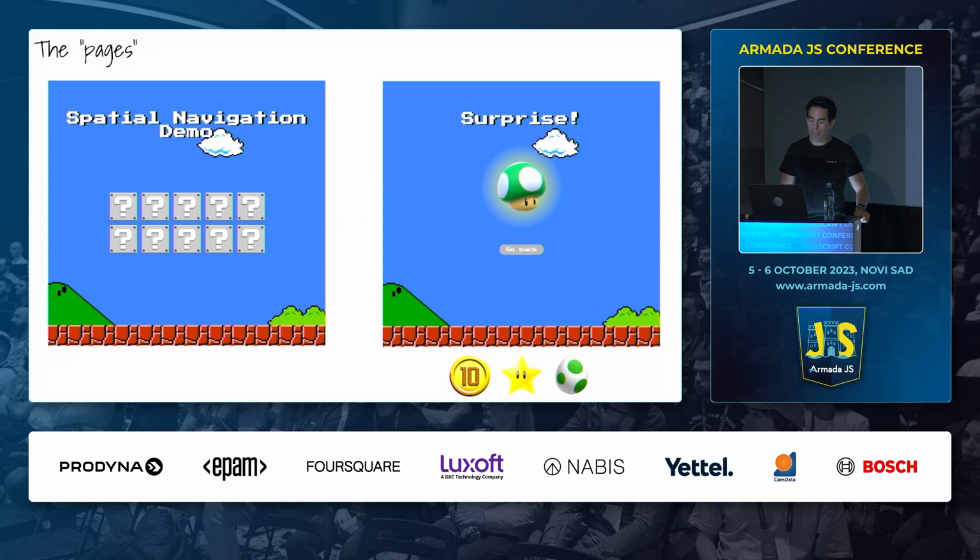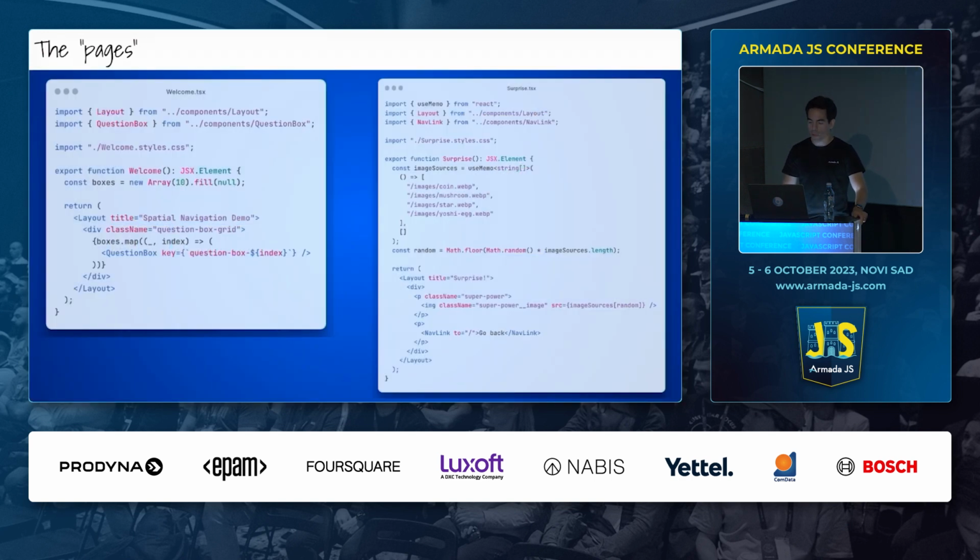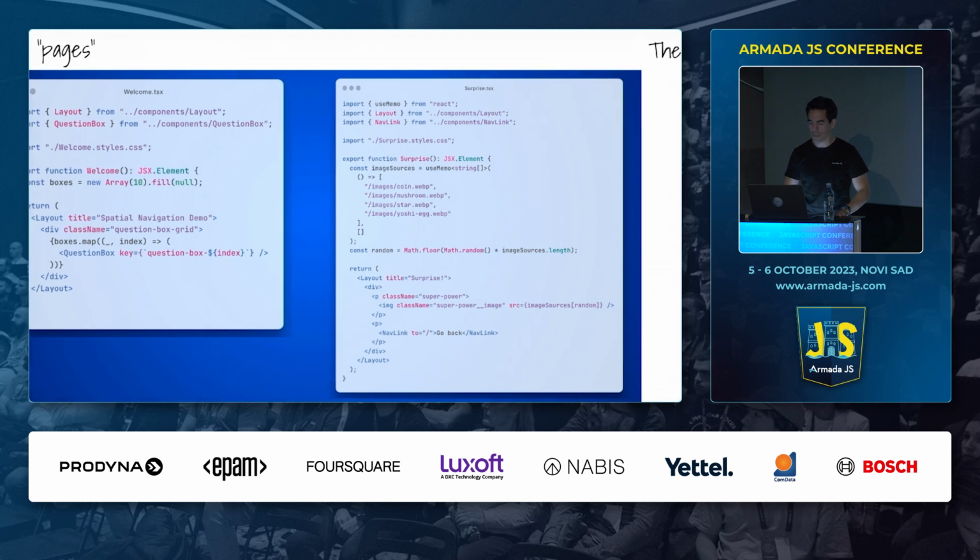And then for the pages, we have, again, two React components. For the first one, the welcome, we have an array of 10 empty elements that we use only to iterate and render the question boxes. And for the surprise page, we already have hard-coded the links to the images, where we pick one randomly, and then we render it along with the navigational link to go back to the previous page.